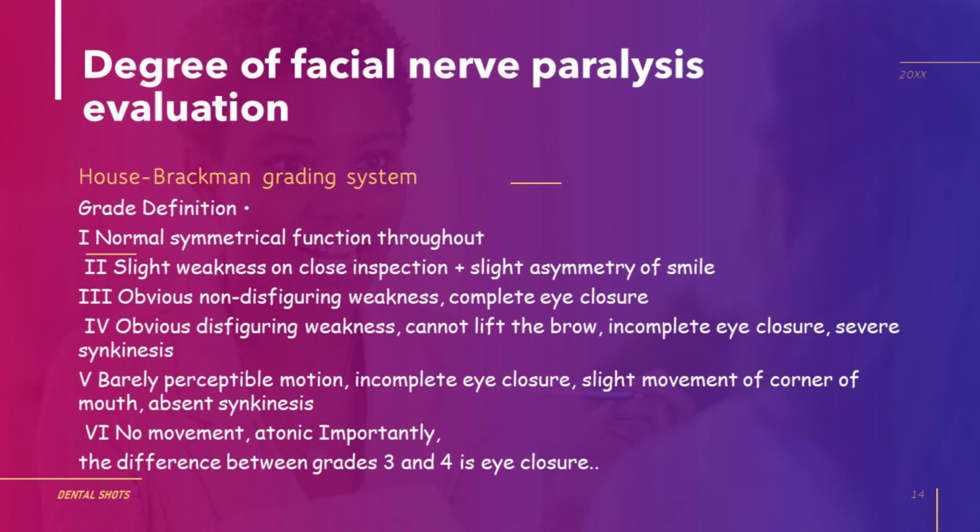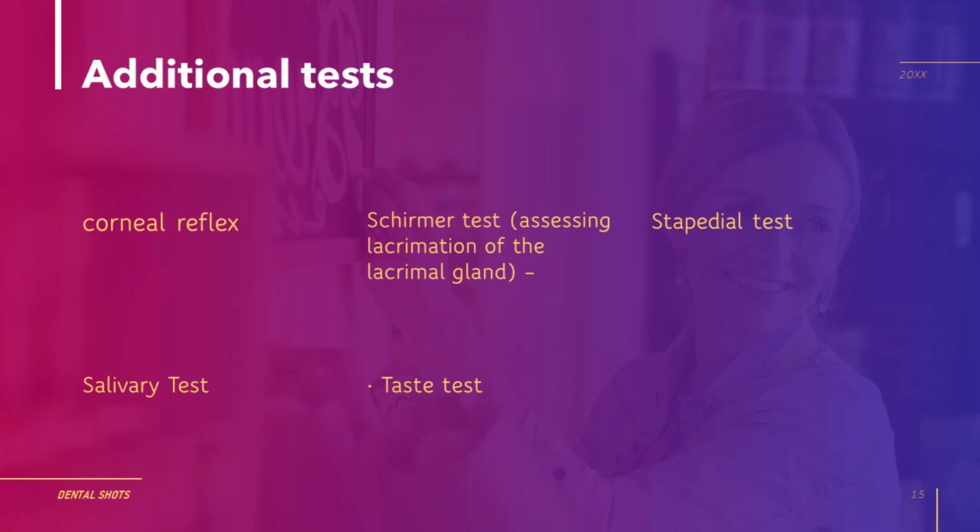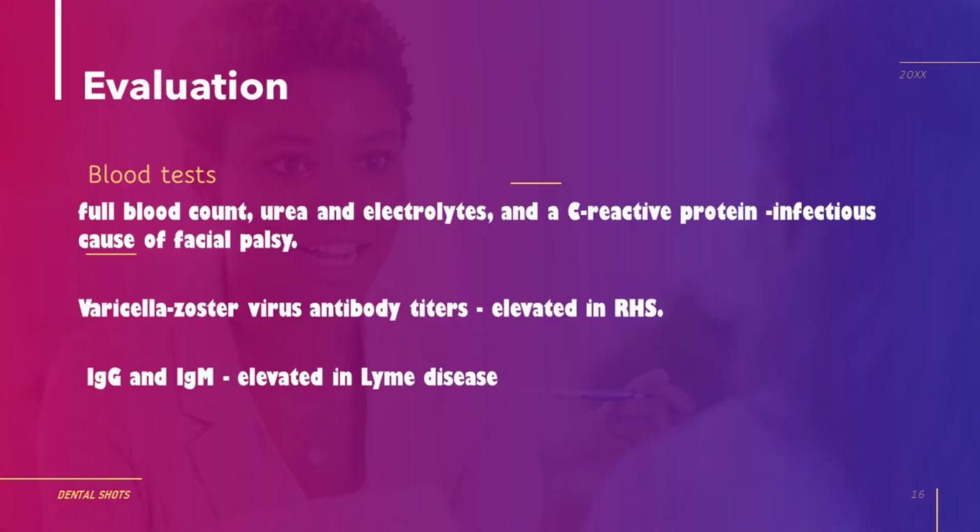I don't want to go into a detailed version of it. If you want to see it, you can pause the video and have a look at it. To assess the facial nerve paralysis, there are additional tests like corneal reflex, Schirmer's test, stapedial test, salivary test, and taste test.